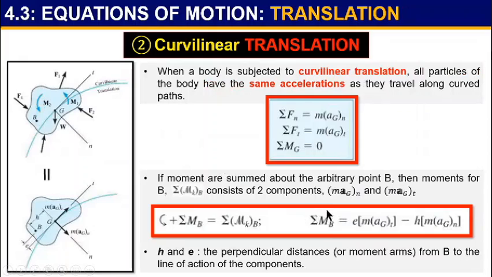So we will get the moment at point B is equal to e, the distance for the tangential component, times m aGt, minus h, we have distance h here, times m aGn, the normal component. It's the same; however, in curvilinear translation, you have to consider two components, normal and tangential.